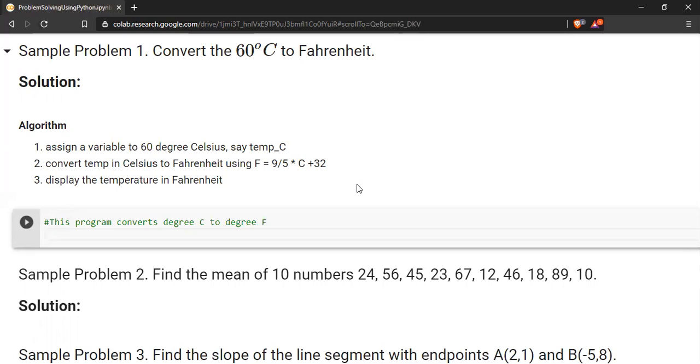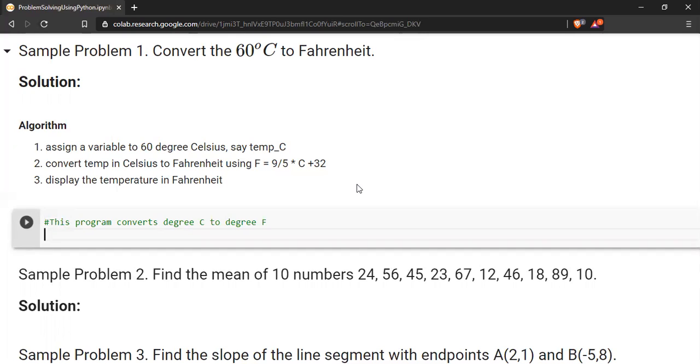But in this case, now I will be putting a comment in my program that converts degrees Celsius to degrees Fahrenheit. Okay, now let's start our first line of code.